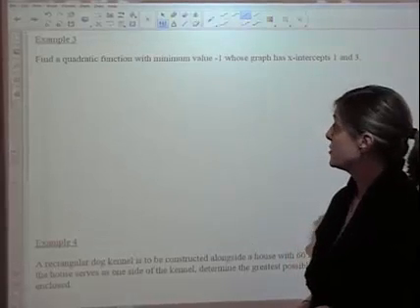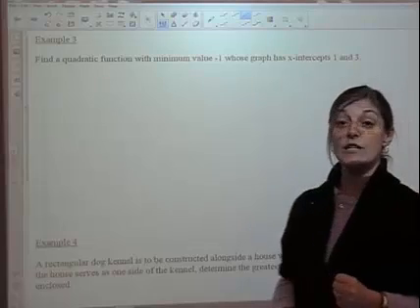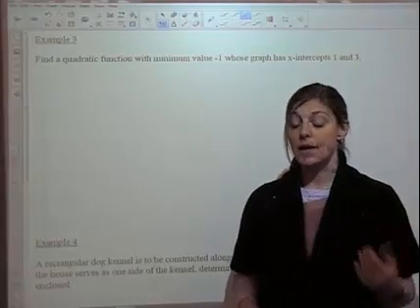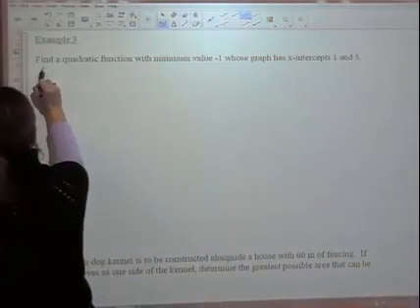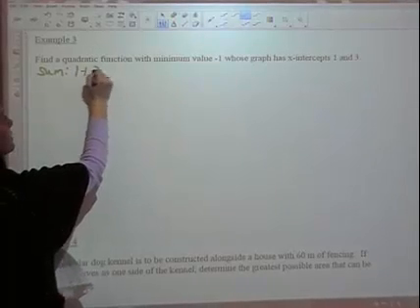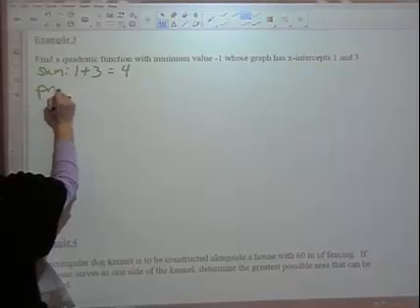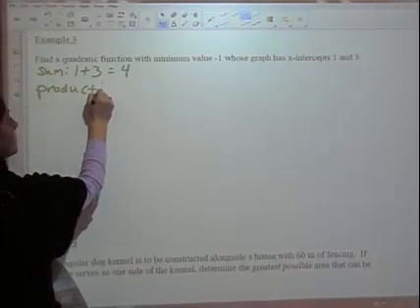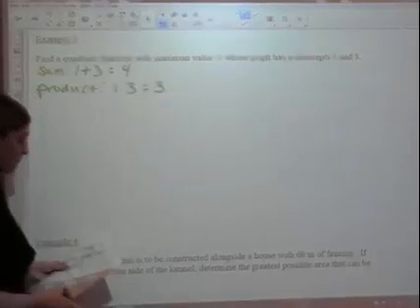Find a quadratic function with minimum value negative 1, whose graph has x-intercepts 1 and 3. So that means our roots are 1 and 3. So let's take a look at the sum. 1 plus 3 is 4. Okay, and then let's look at the product. 1 times 3 is 3.